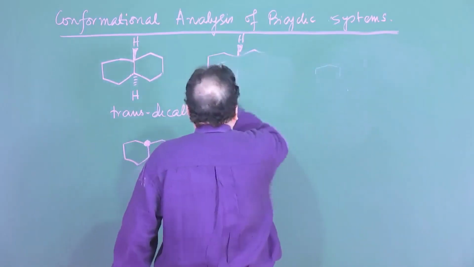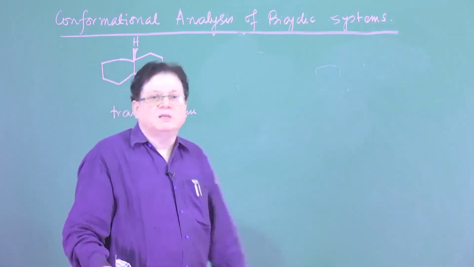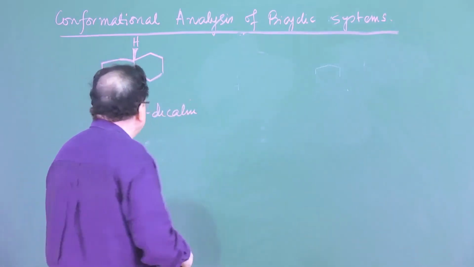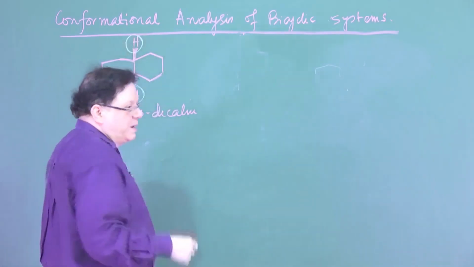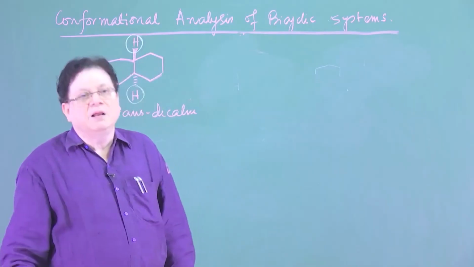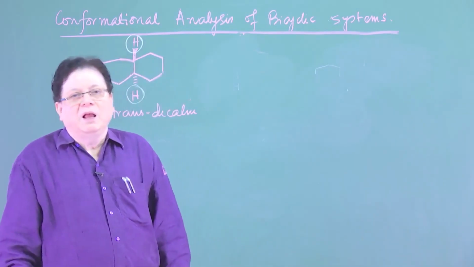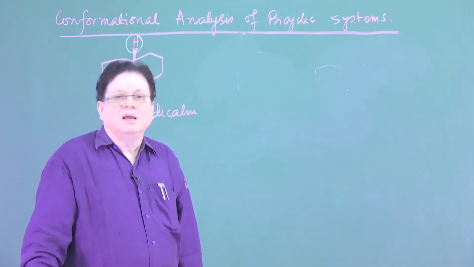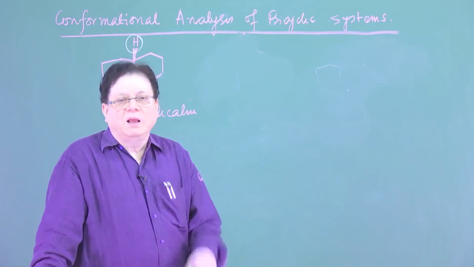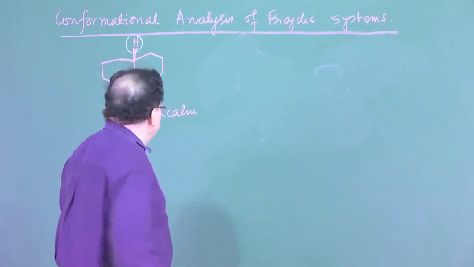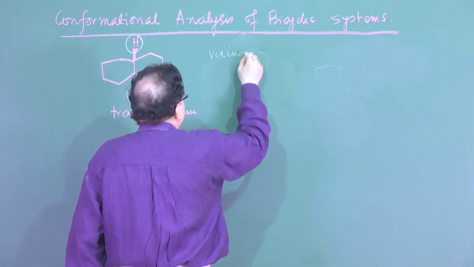Now, let us quickly consider the conformational analysis of cis and trans decalin. Let us take trans decalin first. These two are adjacent to each other, having a vicinal relationship. You know the vicinal relationship in a cyclohexane: if one bond is axial and the other bond is equatorial, that gives a 1,2 cis relationship.